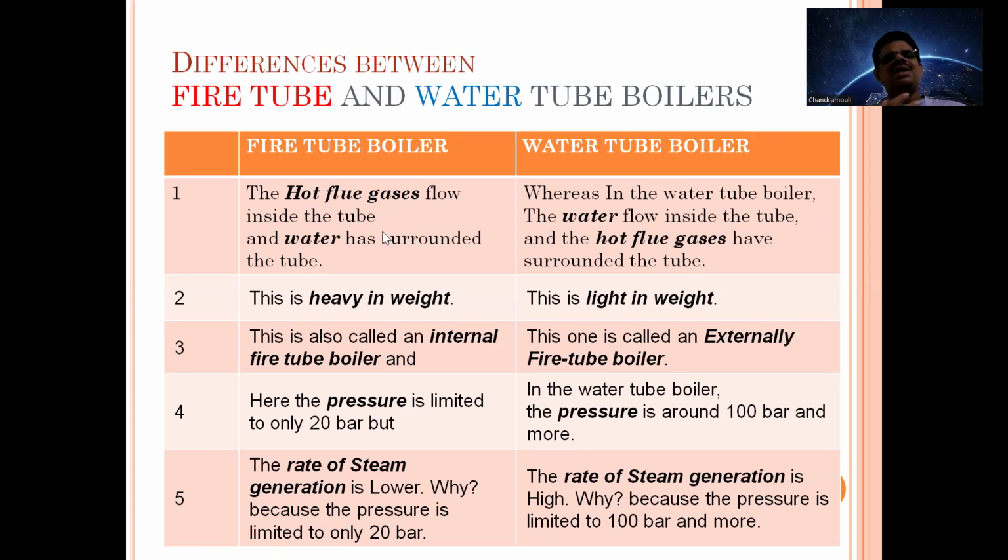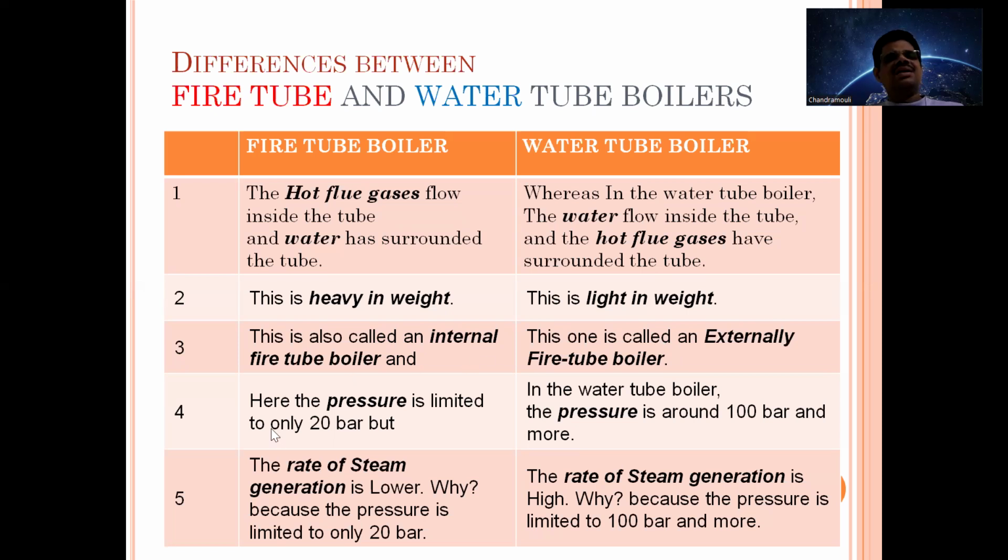The pipe tube boiler is usually heavy in weight, whereas the water tube boiler is lighter in weight. And I have already told you that in a pipe tube boiler, the furnace is located inside. That's why it is called an internally fired boiler or internal combustion boiler. But in a water tube boiler, the furnace is not located inside the drum. In the Cochran boiler, the furnace is inside the drum, but in the Babcock and Wilcox boiler, it is outside the drum. So that is called an externally fired boiler.